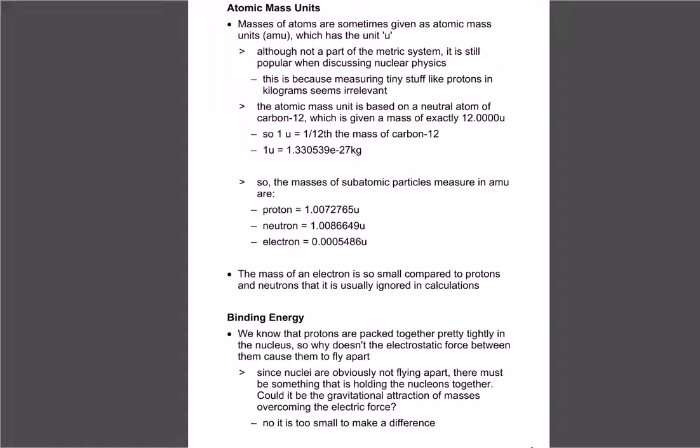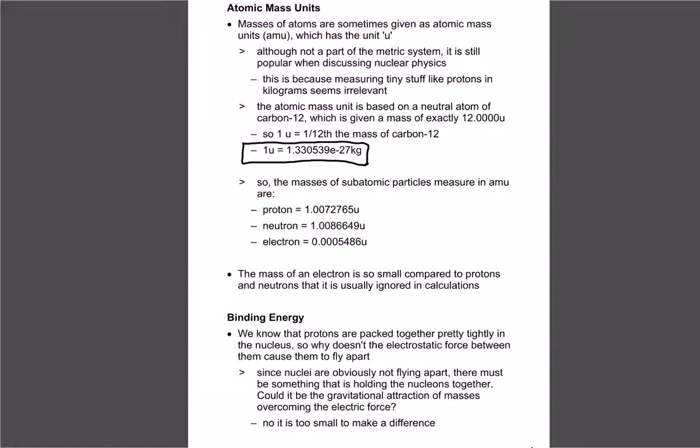One more calculation in terms of mass: masses of atoms are usually given as atomic mass units, which is not part of the metric system, but it makes more sense because we're not dealing with kilograms. The mass of a proton is really tiny. It's 10 to the negative 27 kilograms. So just like we do with electron volts, it's just a simpler way of doing it. If we have a neutral carbon atom of 12, we would say it has 12 atomic mass units. So that means one unit would then be 1/12. So one atomic mass unit works out to be 1.33 times 10 to the negative 27.